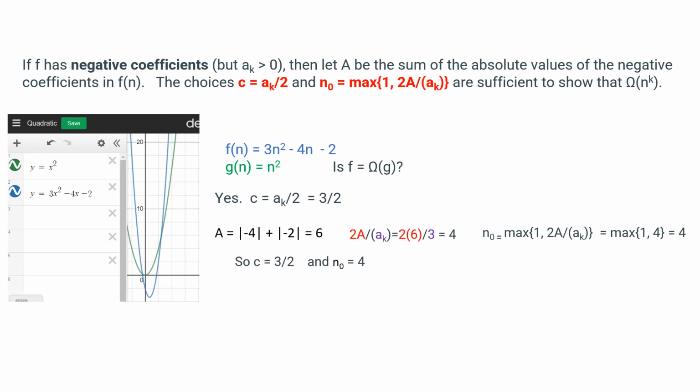You're just going to need to know these values and be able to, given a function and then given g, which would be something like n squared in this case, or n to the 5th or something like that, find C and find N naught by using these formulas here.